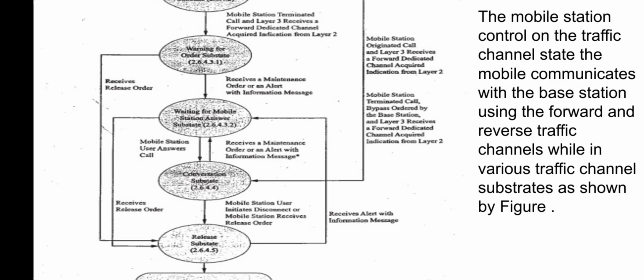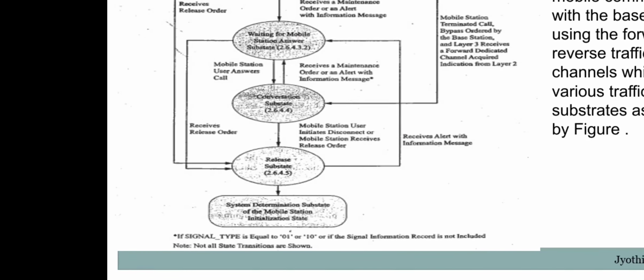It can go to the release substate again, and then come back to waiting for the mobile station answer. If the receiver does not answer, it stays in the waiting state. If the receiver answers, it goes to the conversation state, that is, the mobile station user answers the call, or it receives a maintenance order or alert with information messages. After conversation, it goes to the release of the particular channels. That is, the mobile station disconnects, the user initiates the disconnect, or the mobile station receives the release order.